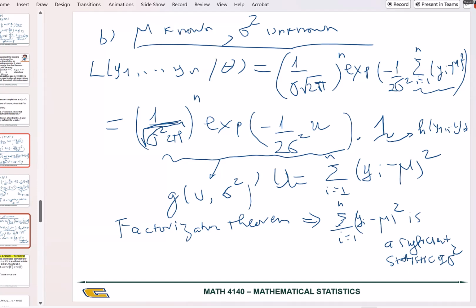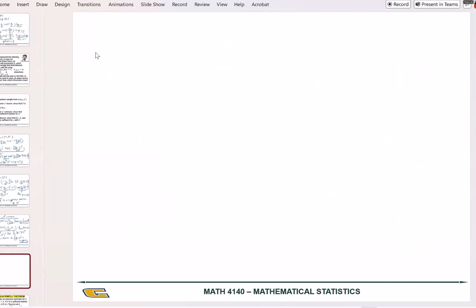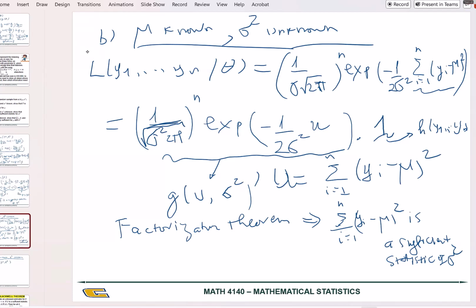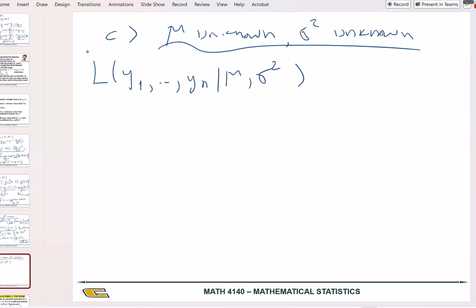And lastly, the case where both mu and sigma are unknown. So case C, mu unknown, sigma square unknown. Again, you just write down mu, sigma square here. Theta in this case will be both of them, because both of them are unknown.